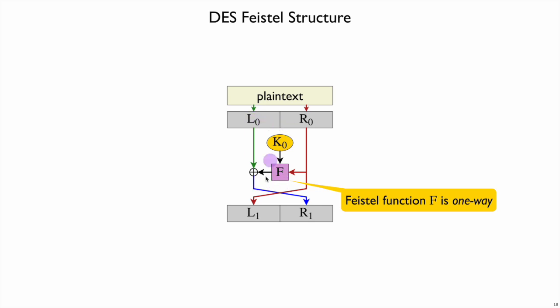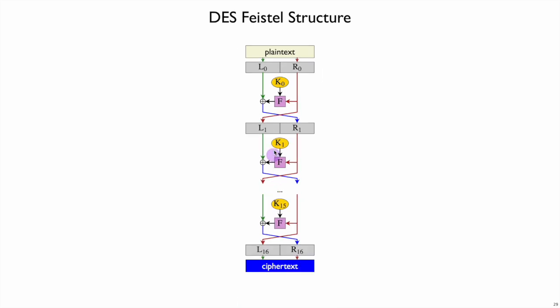Having mixed up the two halves of the plain text this way, we then take the two new halves and feed them through the same kind of thing again, using the next key in the key sequence, until by the end we're using K15, and now we have two halves that we put together as a ciphertext. This ciphertext, due to the one-way function f here and the mixing with XOR, is not going to look like the plain text at all.